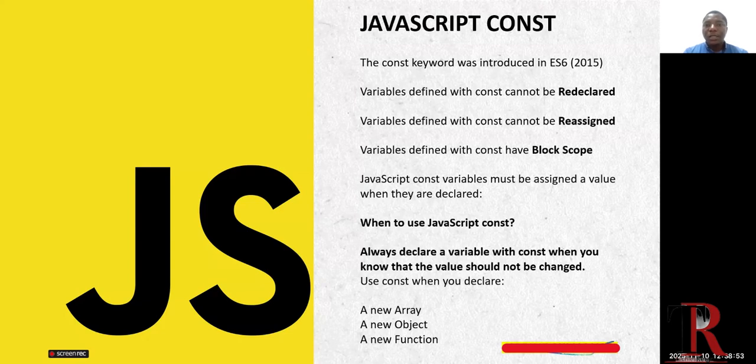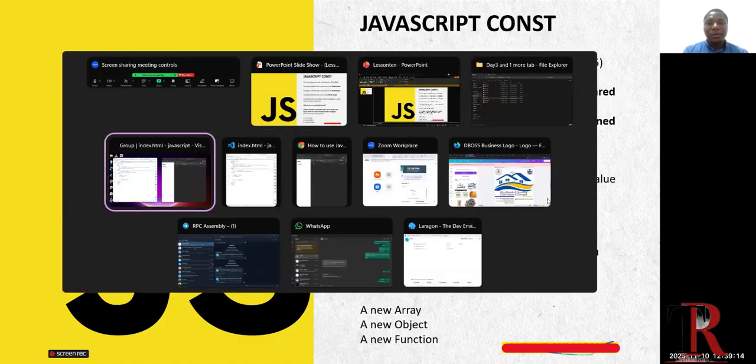The const keyword was introduced in the year 2015. Since then, it has been a recommended way of declaring variables. Variables defined with const cannot be redeclared. If you have declared a variable with const, you cannot redeclare it. And this is what that means.